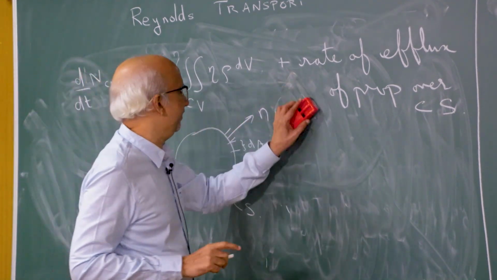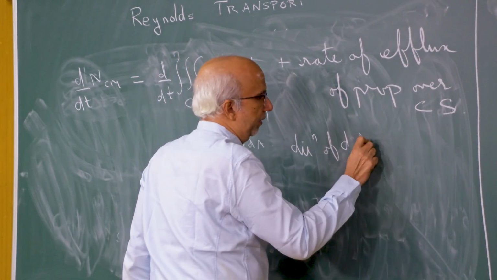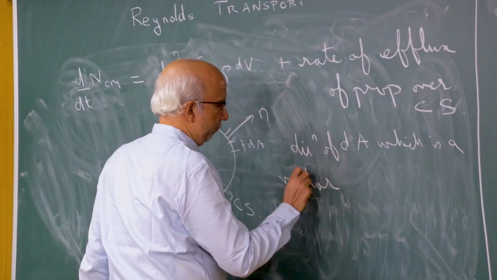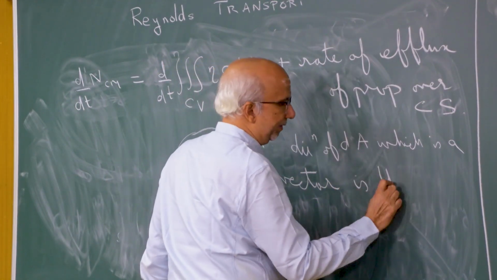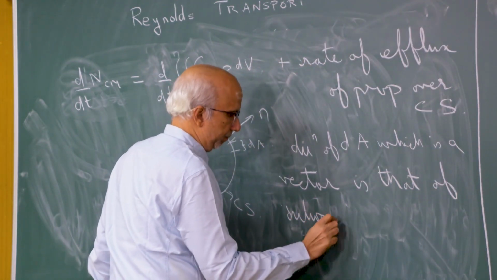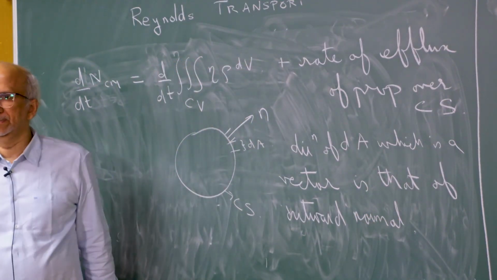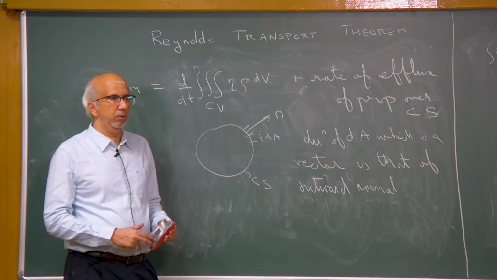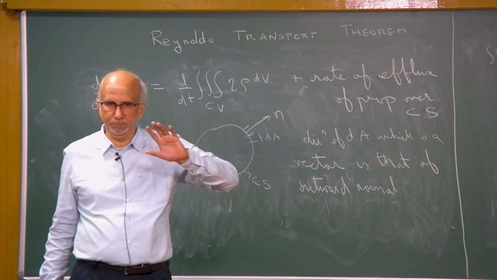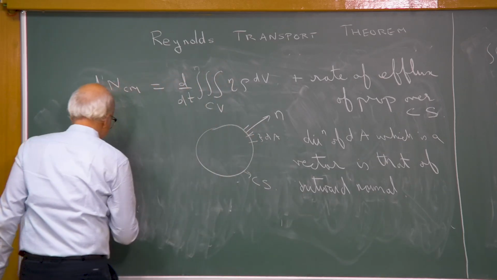So, what I am saying is the direction of dA, which is a vector, is that of the outward normal. Now, across the control surface we can have flow, so there is a velocity. So, what does V dot dA represent?